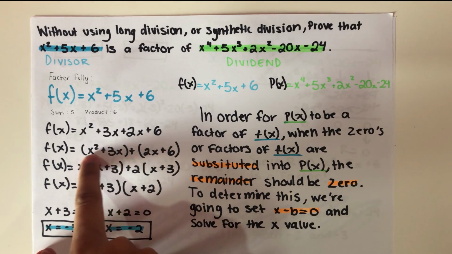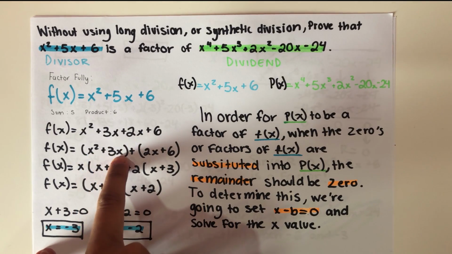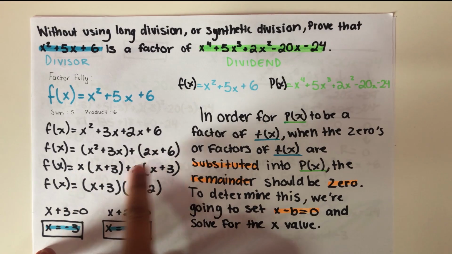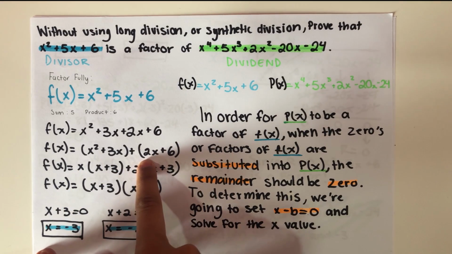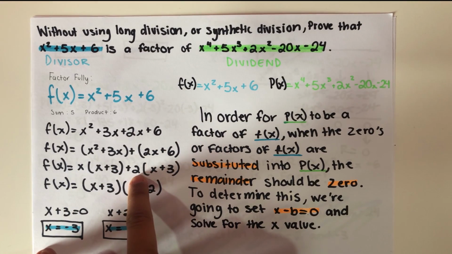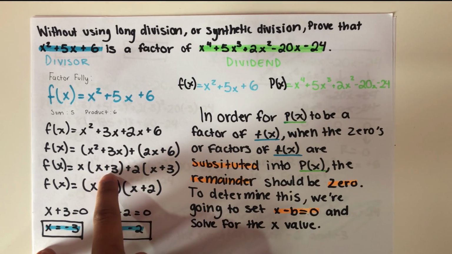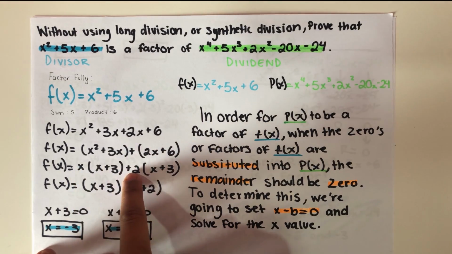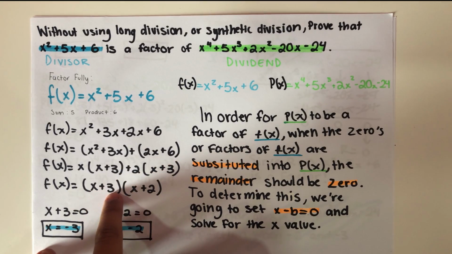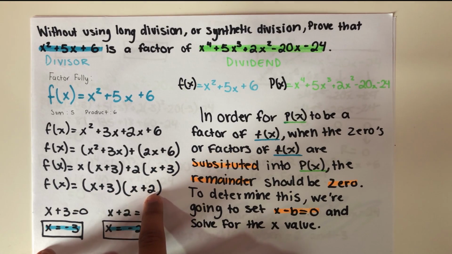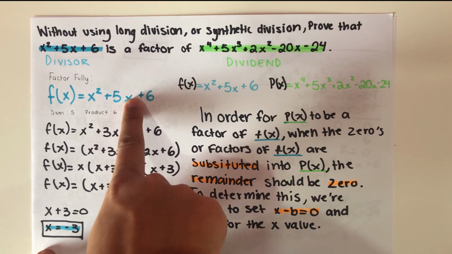So a common term between x squared and 3x is x. So we're going to factor out x. A common term from 2x and 6 is 2, so we're going to factor out the 2. Now we're left with the same two binomials, which is x plus 3. Now we're going to group the x and 2 together, so now we're left with x plus 3 and x plus 2. So these two are the factors of this equation.